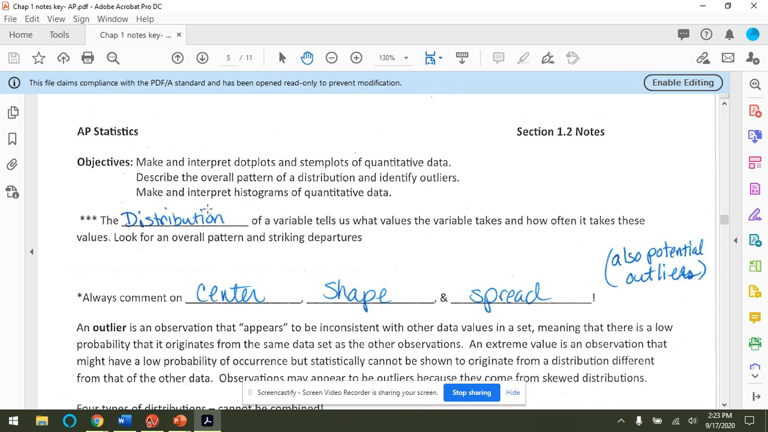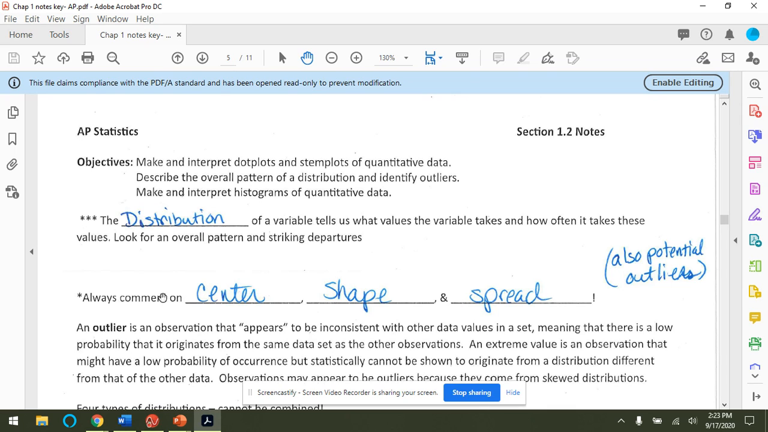The distribution of a variable tells us what values the variable takes and how often it takes these values. So if we have a data set of heights, it's going to be all the numbers graphed or all the numbers arranged in a different fashion. There's lots of ways to arrange your data of the heights of people.